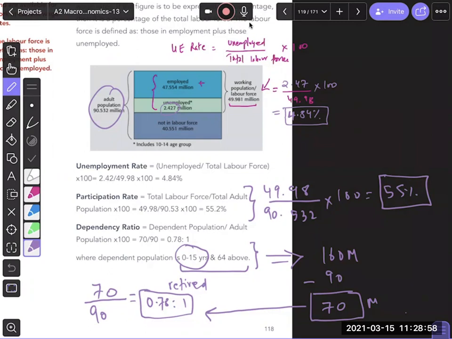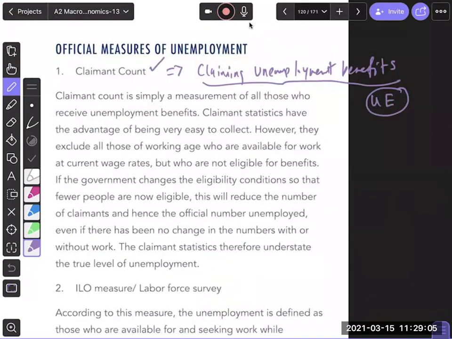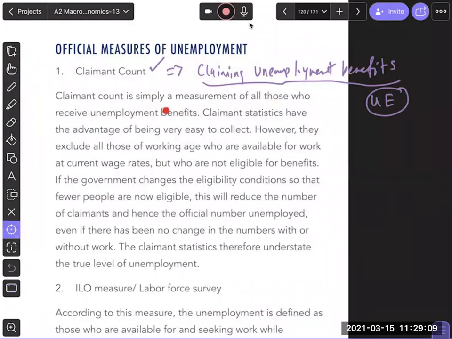Okay, guys, moving on. So when you look at claimant count, it is basically simply looking at people who are receiving unemployment benefits. Now, it's very easy to collect this kind of ratio. Simply go to the data team, go to the people who are giving unemployment benefits and just ask them how many people are claiming unemployment benefits, and that's your number. Now, it's too rudimentary and it has some problems.